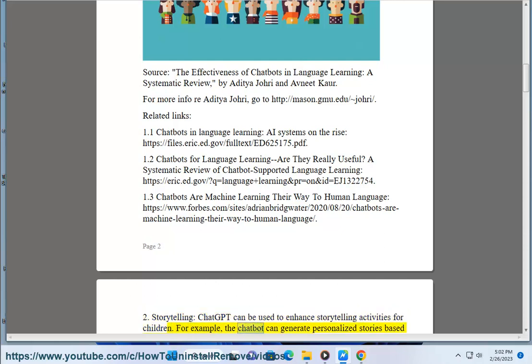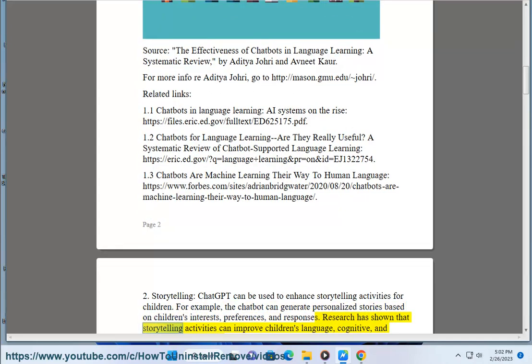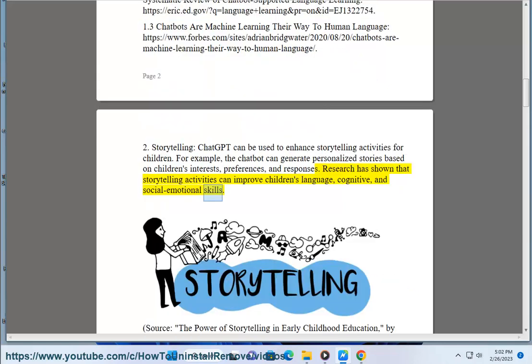2. Storytelling. ChatGPT can be used to enhance storytelling activities for children. For example, the chatbot can generate personalized stories based on children's interests, preferences, and responses. Research has shown that storytelling activities can improve children's language, cognitive, and social-emotional skills.